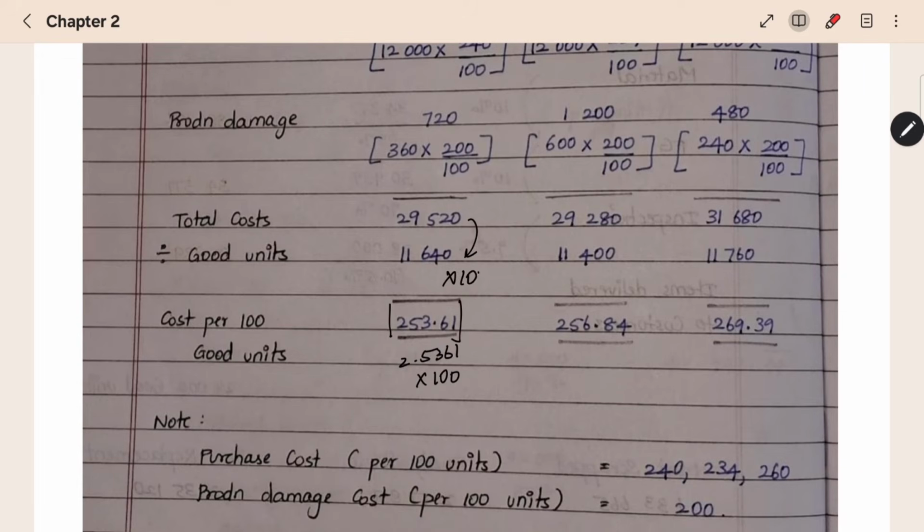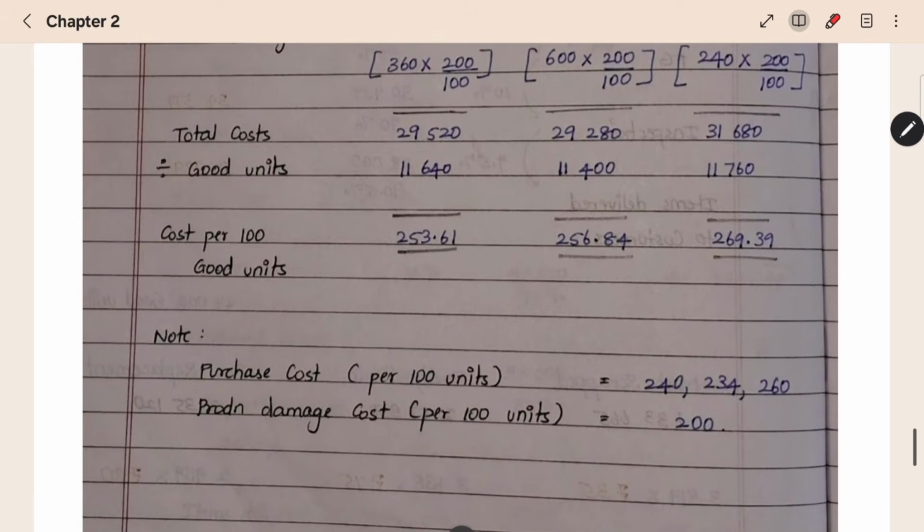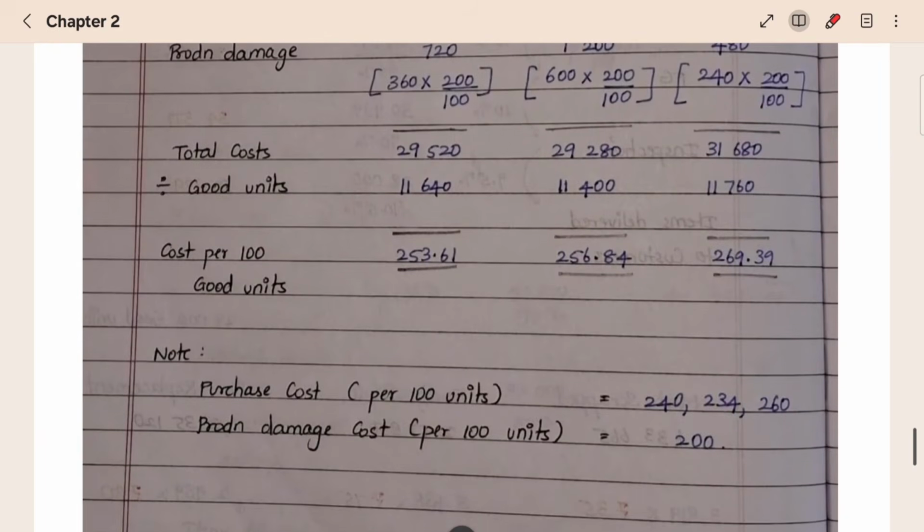Divide it directly and then multiply by 100. You will get this amount correctly. This is the cost per 100 good units. This is the current situation. But they are trying to implement an inspection. Now we are going to see the details of the inspection process.